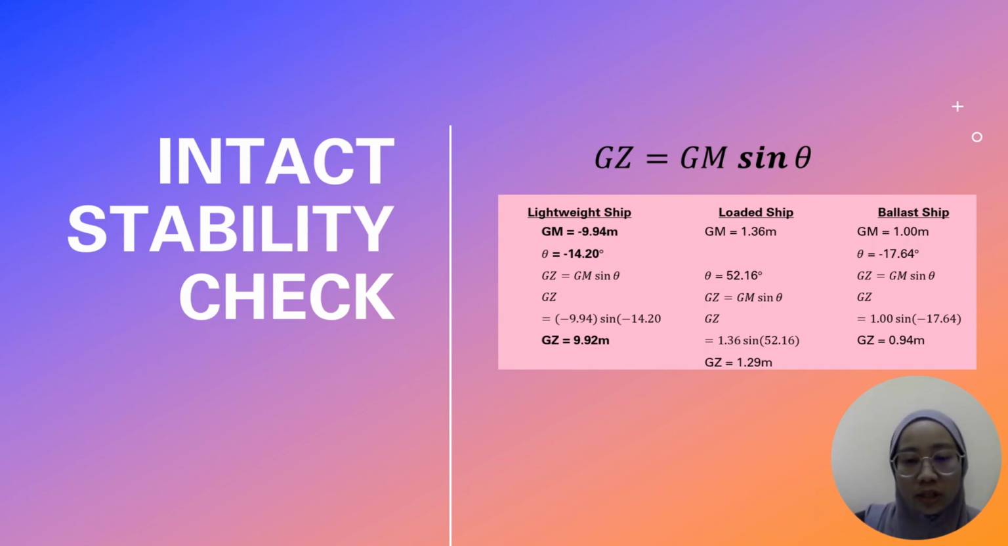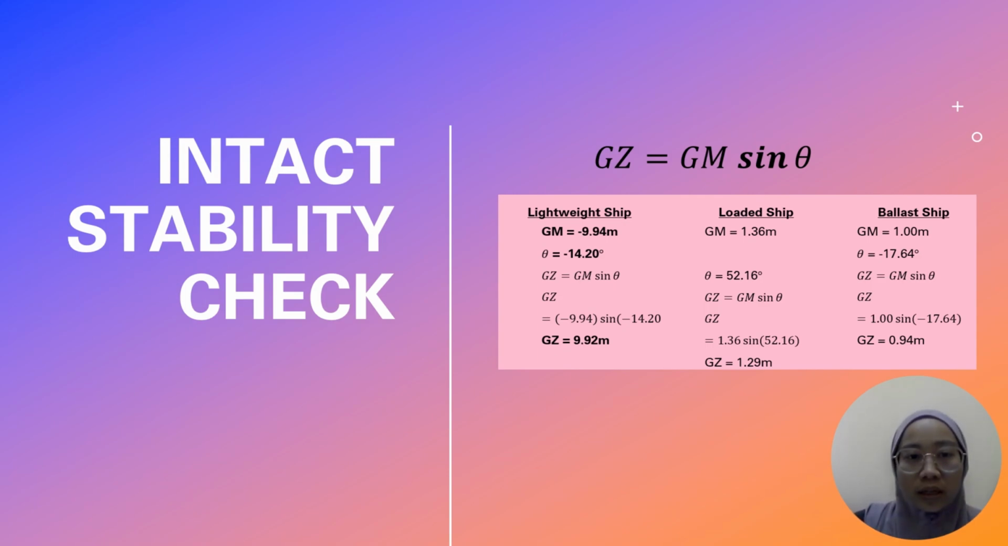And next is the loaded ship with GM 1.36 meters. The theta is 52.16 degrees, and the GZ is 1.29 meters. And lastly is the ballast ship with GM 1 meter, theta of negative 17.64 degrees. So the GZ is 0.94 meters.